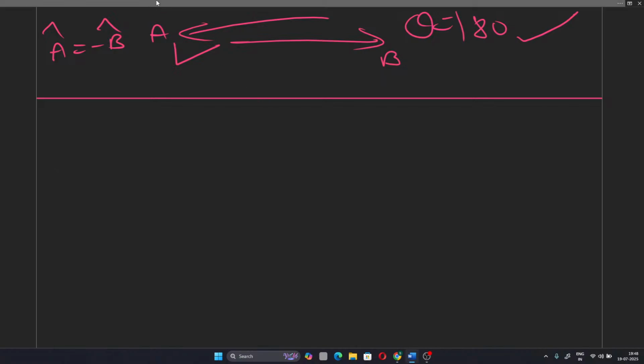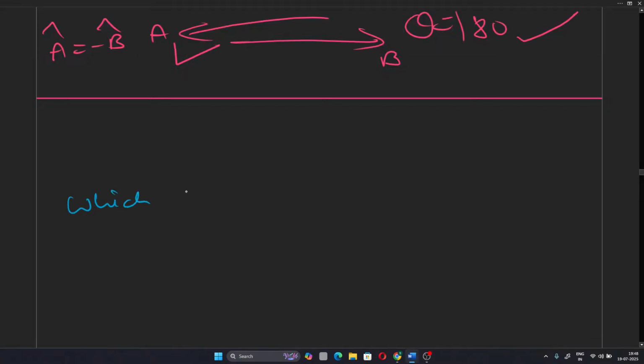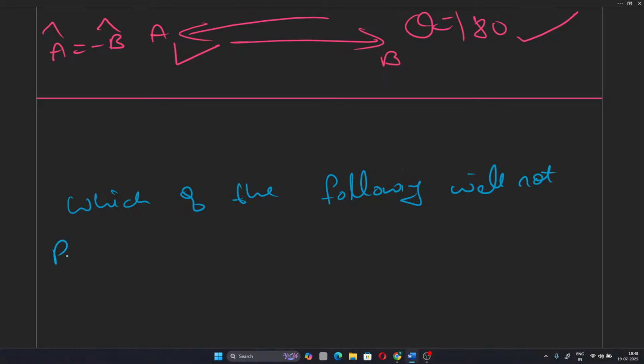Okay, they're asking one more question. It's also a statement kind of question, like find the correct answer. Which of the following is not essential for 3 vectors to produce 0 resultant? Which of the following will not provide 0 as resultant for 3 vectors?